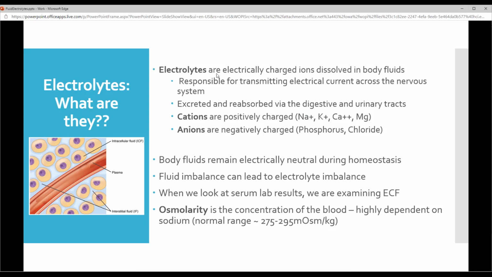Osmolarity, the term osmolarity means concentration of the blood, and that is highly dependent on your sodium level. Obviously, if your sodium level is high, then your blood is more concentrated.